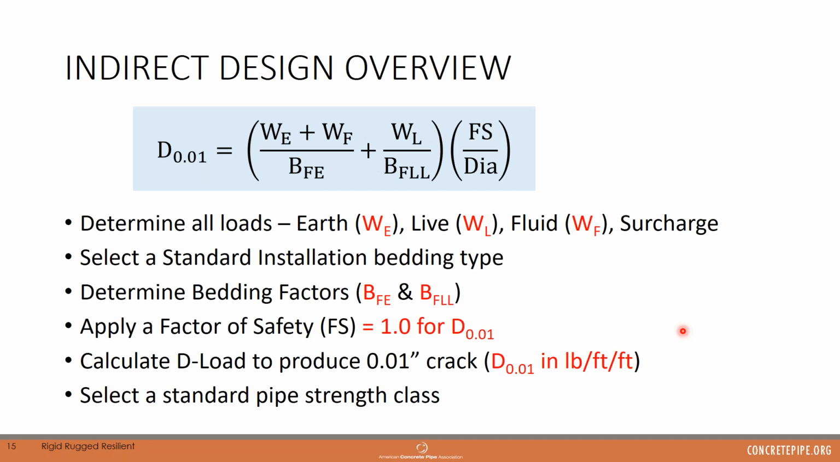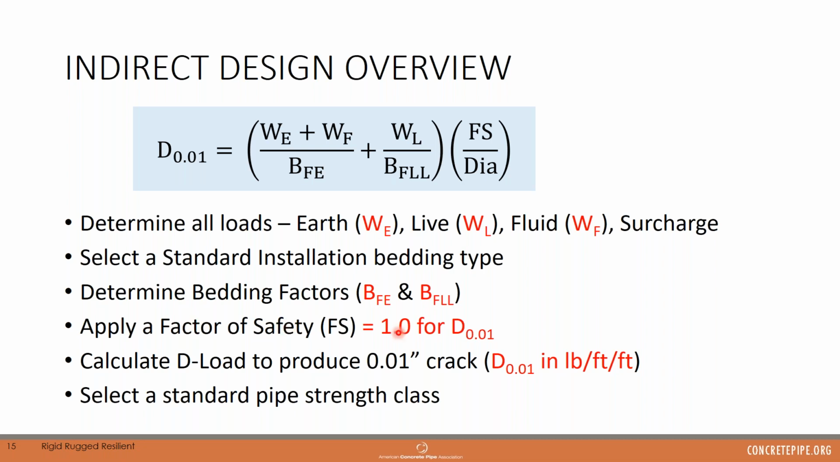So as far as the indirect design overview, this equation kind of summarizes what the indirect design calculation looks like. You have to calculate or determine all the external loads on the pipe. So you have your earth load, your fluid load, and your live load. Those are the primary types of loads you're going to see in most cases. You have to decide what type of standard installation bedding you are going to specify. Determine the bedding factors based on the step above, based on the type of installation you're going to specify. Apply a factor of safety.